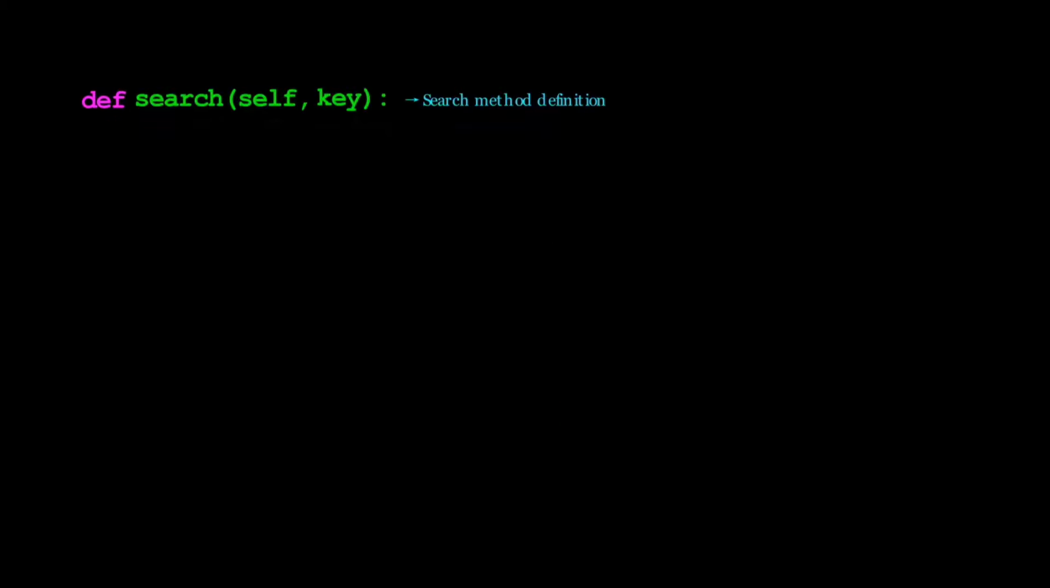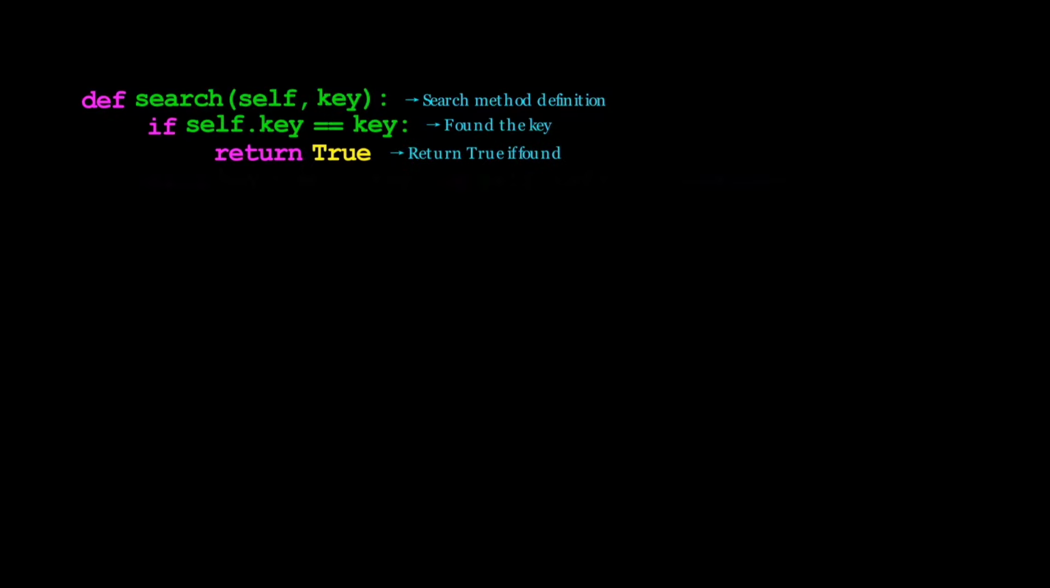Now we will explore the Python code that makes the search possible. Let's start by examining the search method. The search method takes a key as input and checks if it exists in the tree. First, it checks if the current node's key matches the search key. If it does, we have found our value. If there is a match, the method returns true.